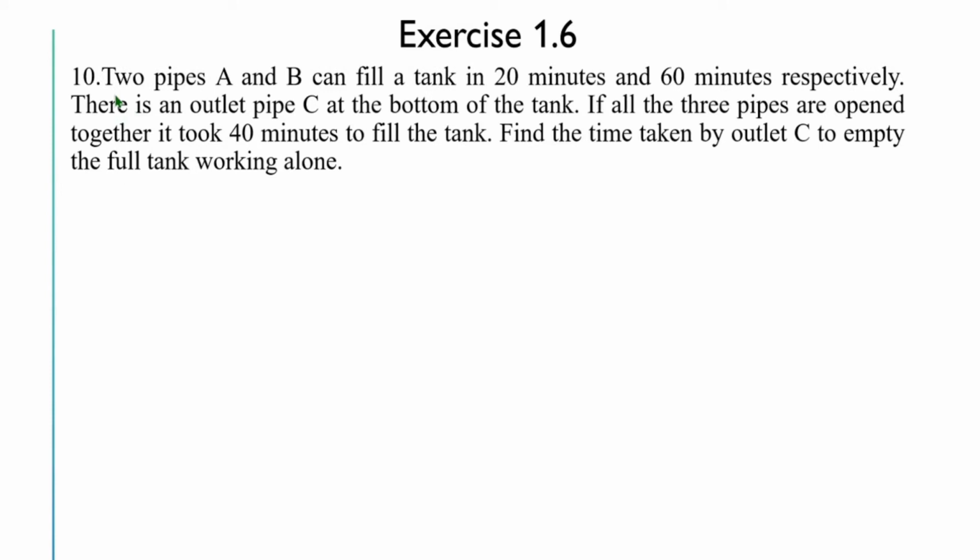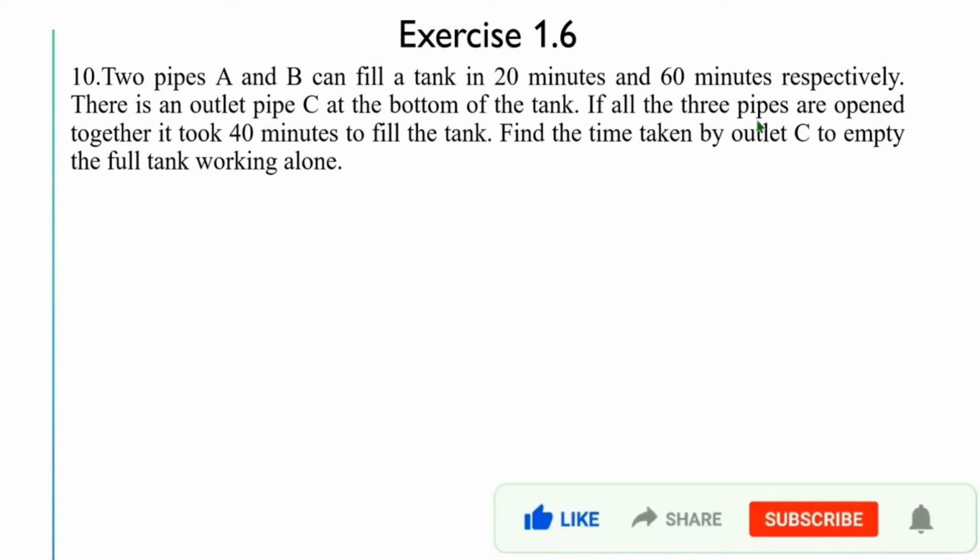Next question. 2 pipes A and B can fill a tank in 20 minutes and 60 minutes respectively. There is an outlet pipe C at the bottom of the tank. If all the 3 pipes are opened together, it took 40 minutes to fill the tank. Find the time taken by outlet C to empty the full tank working alone. So they have given A and B can fill the tank respectively in 20 minutes and 60 minutes, and C is an outlet pipe. When all the 3 are opened, it took 40 minutes to fill the tank. We have to find the time required for C to empty the full tank working alone.